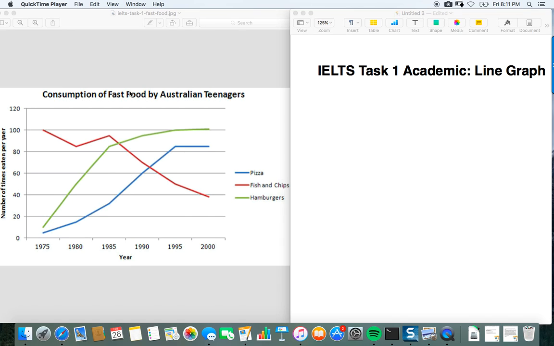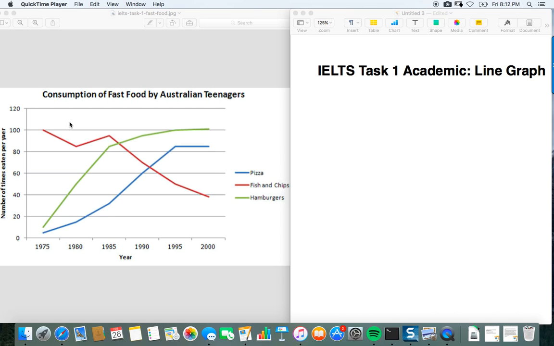Now, the first thing, as I said, is analyze. So let's take a look. Why don't you stop the video and have a look at this graph here, the consumption of fast food by Australian teenagers. So take 5 minutes just to look at it. Press pause and watch.